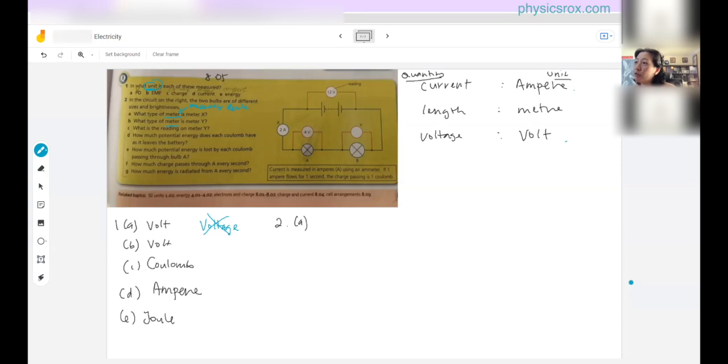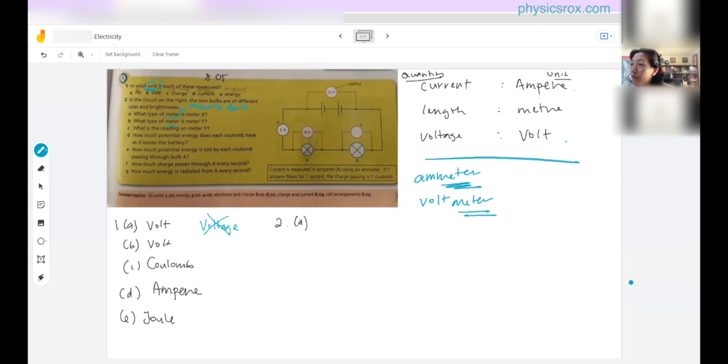Like here, what kind of meter? Ammeter. Ammeter actually means ampere meter. Voltmeter is measuring volt's meter. That's what they are looking for. So that's what they mean when they say, what type of meter is meter X? What type of meter is meter Y?